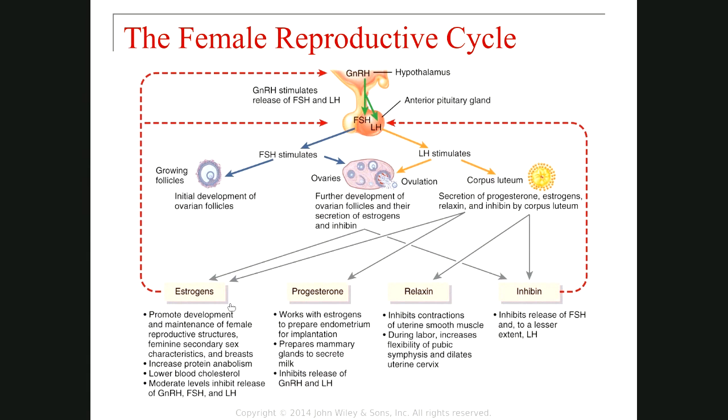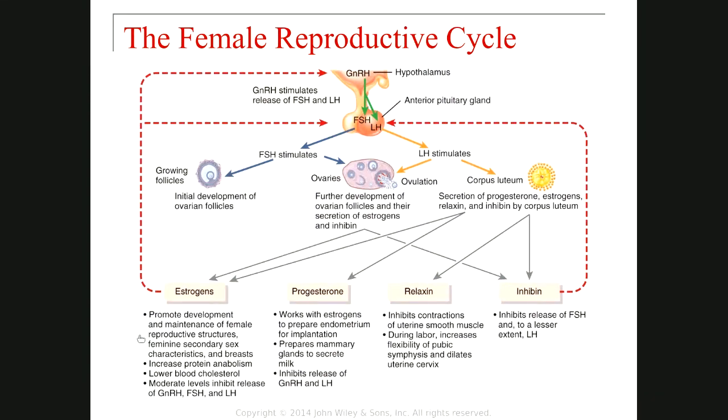One of them is promotion of the development and maintenance of the female reproductive structures, secondary sexual characteristics, and the breast. The secondary sex characteristics include distribution of adipose tissue in the breast, abdomen, mons pubis and hip, voice pitch, a broad pelvis, and pattern of hair growth on the head and on the body. It can work with human growth hormone to increase protein anabolism, including the building of strong bone.